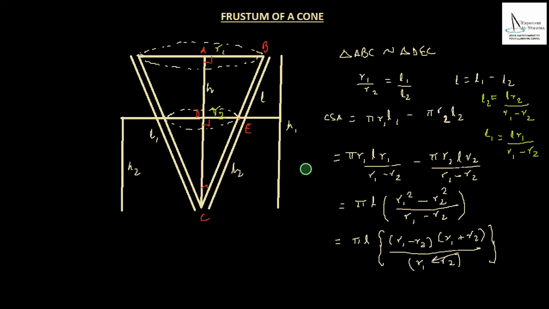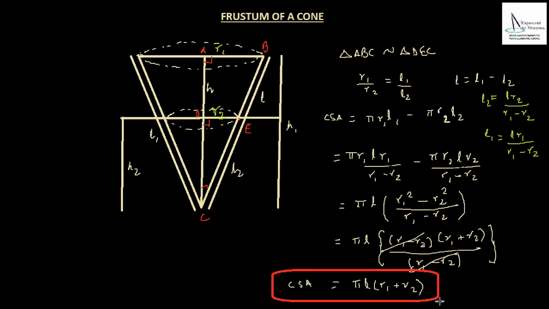Then we can cancel out these R1 minus R2 from the numerator and the denominator. So what we are left with is pi L times R1 plus R2, and that, my dear students, gives us the formula for the curved surface area of a frustum of a cone.